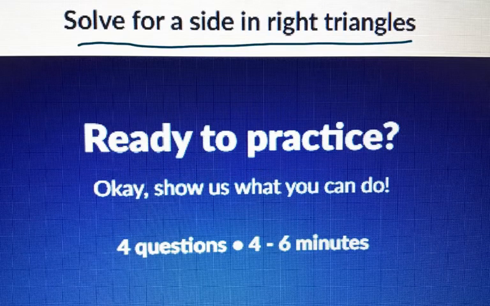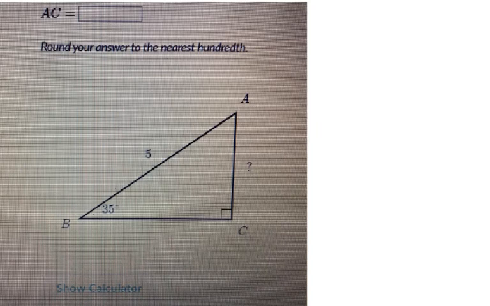Okay, let's get started. This time, as you can see right here, they want us to find the missing side AC. I'm going to call it little x. You also could just call it AC. But anyways, step one, we mark our angle. Notice they gave us the angle 35 degrees. Step two, we label our sides.